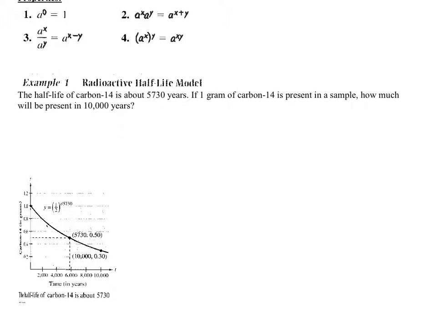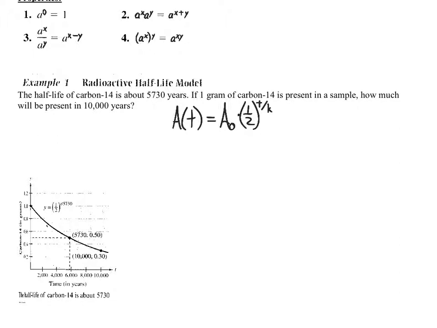Okay? So the starting amount, if you remember our formula, the amount after t years is equal to the starting amount, A sub 0, times 1/2 to the t divided by k power. And k is the half-life.